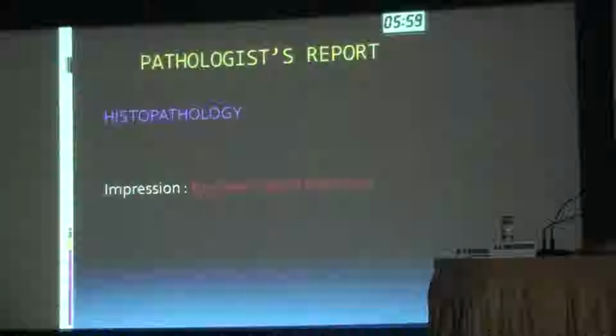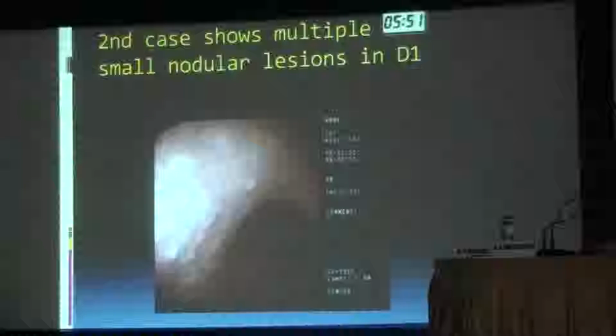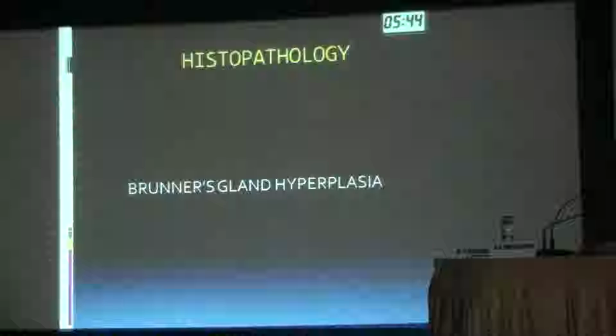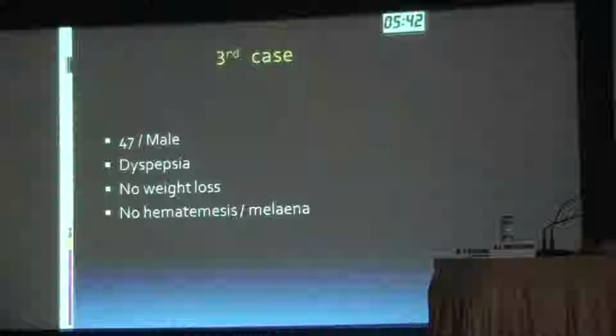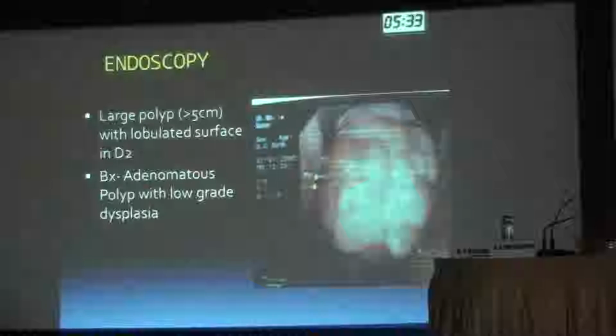So, on histopathological examination, it was revealed that it's a Brunner gland adenoma. This is a histopath. The second case was multiple small nodular lesions in the first part of duodenum. On histopathology, this is also a Brunner's gland hyperplasia. And the third case, 47-year-old male with dyspepsia, no history of weight loss, no hematemesis or melena. On endoscopy, there is a large polyp more than 5 cm with lobulated surface in the second part of duodenum.